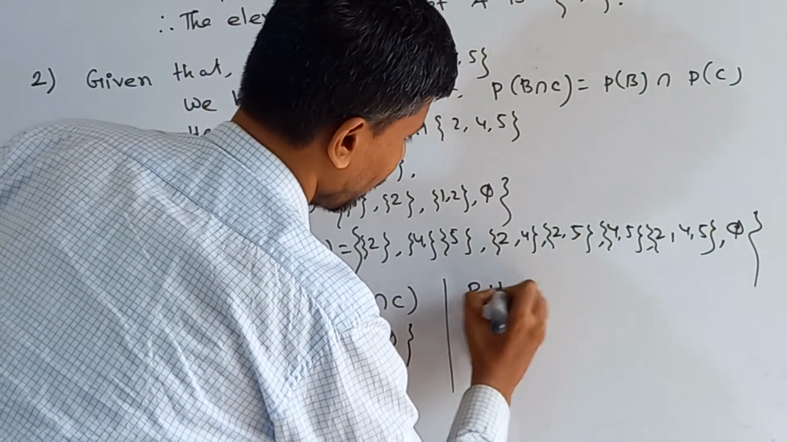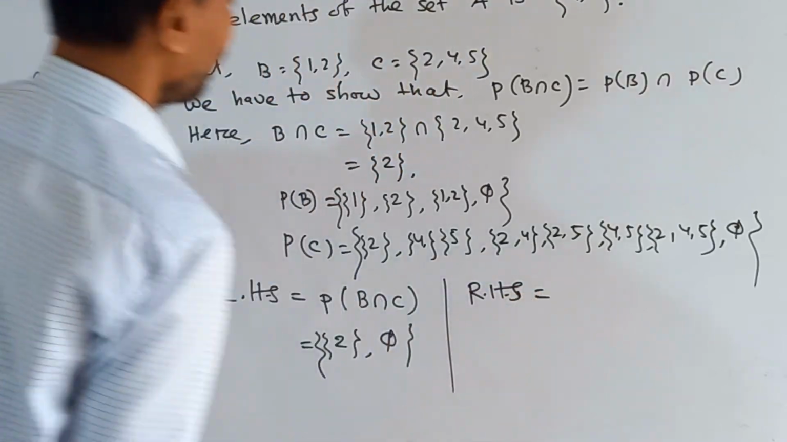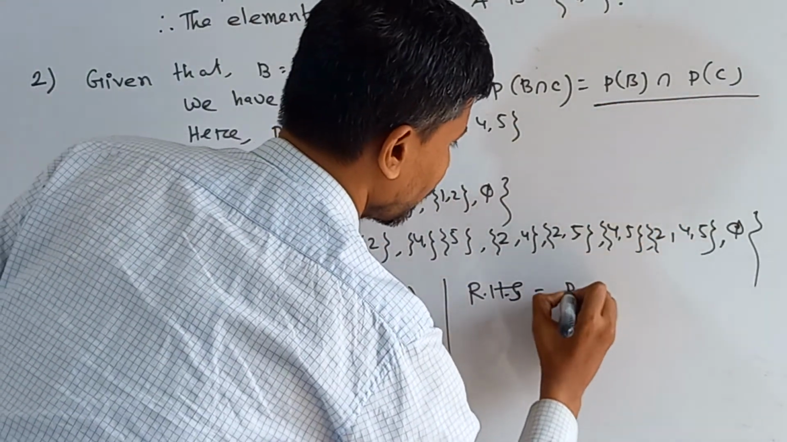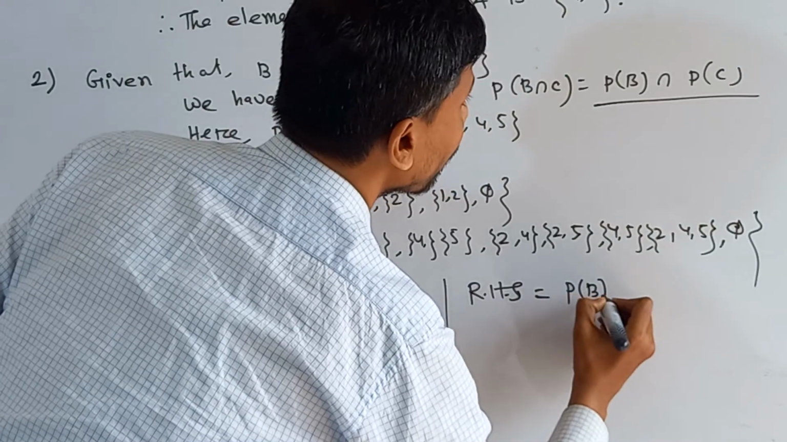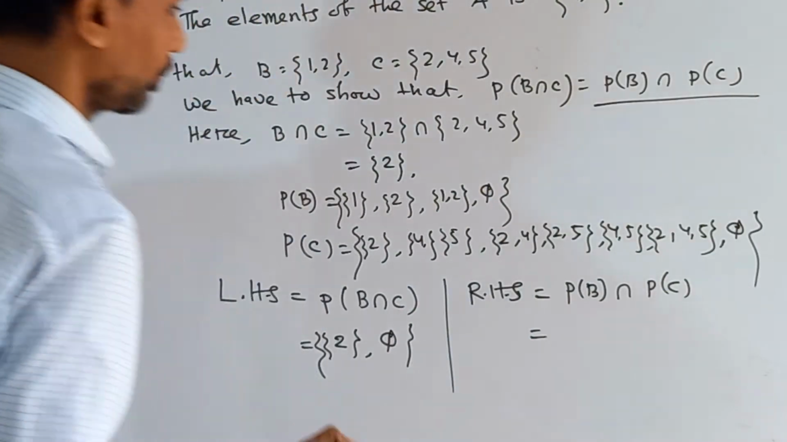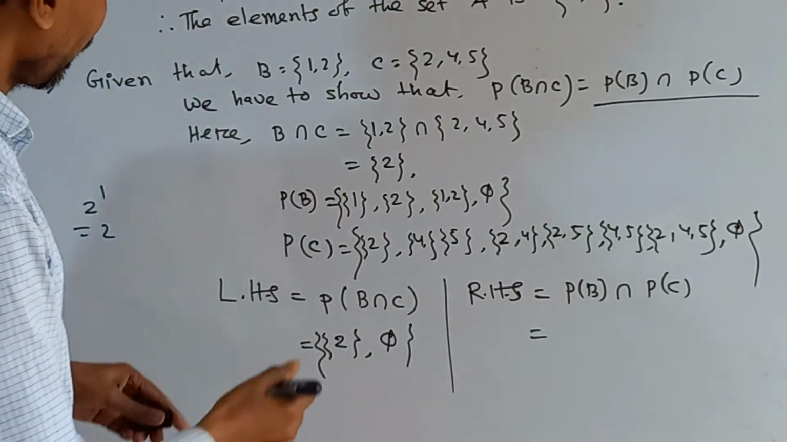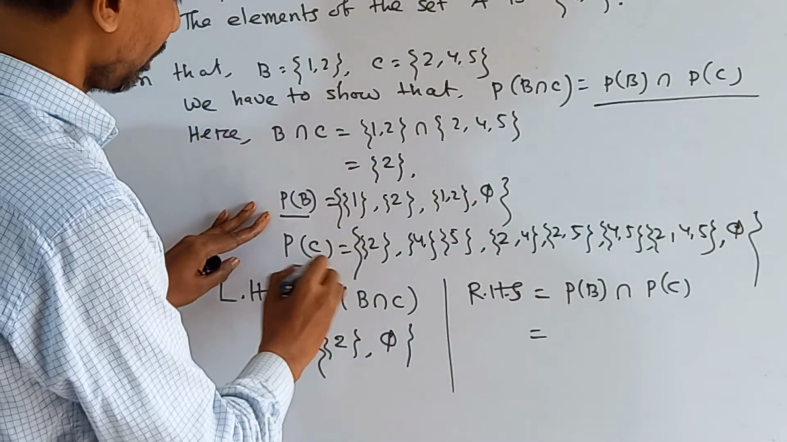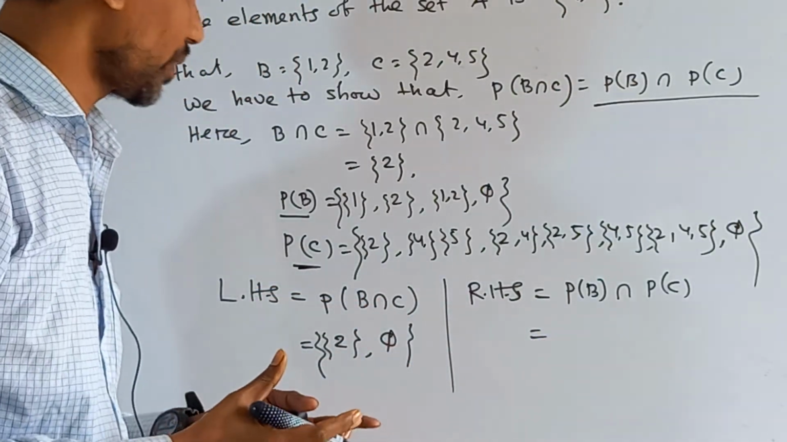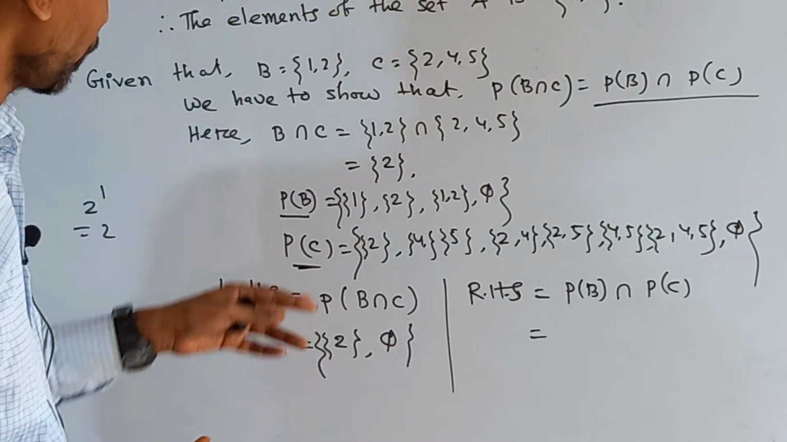Right hand side. The right hand side is the intersection of the power set of B and the power set of C. Students, carefully look here. This is the power set of B and this is the power set of C. Intersection means common elements. So which are the common elements?